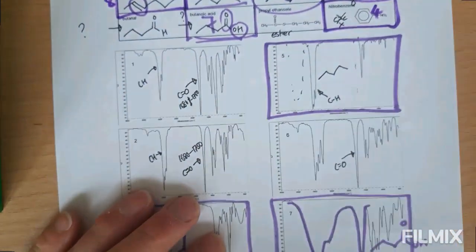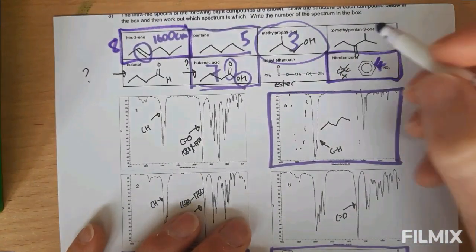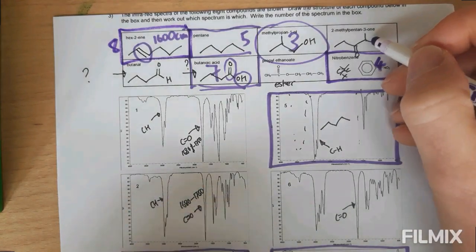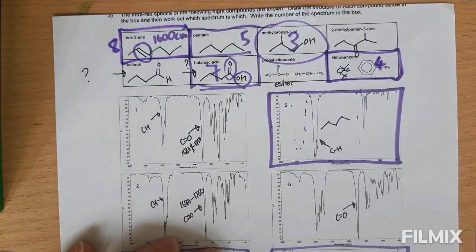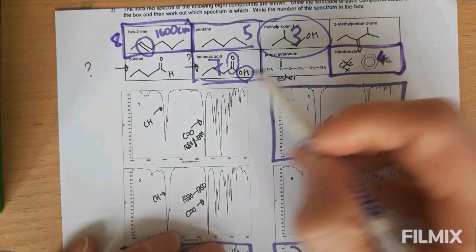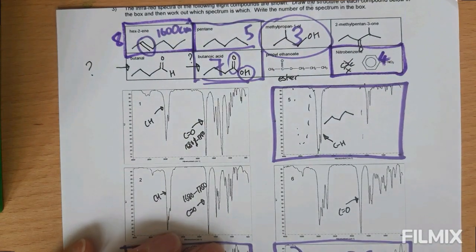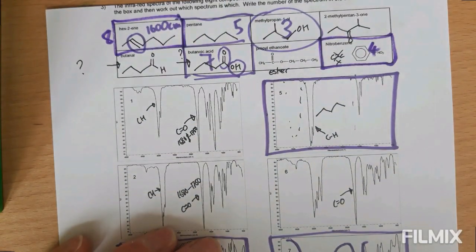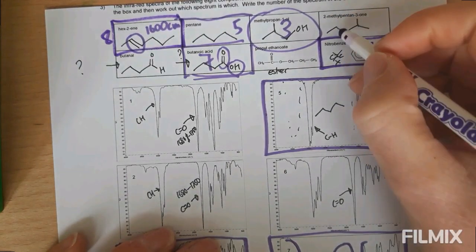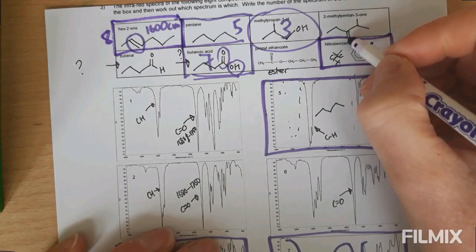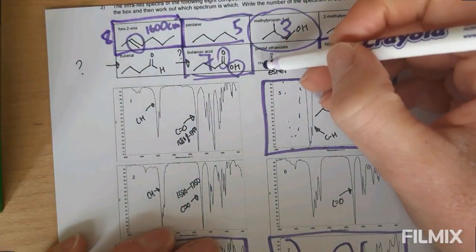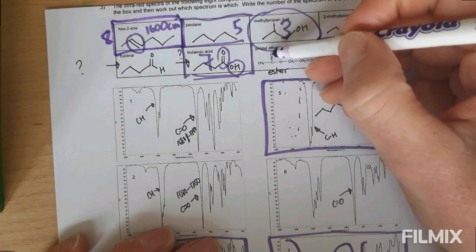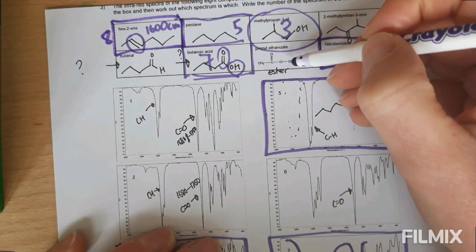That leaves us with 3 more molecules: 2-methylpentanthreone, butanal, and propylethanoate. Now, these molecules are all very different, but an infrared spectrometer does not see them as being particularly different. This one is made up of CH bonds and C double bond O's. This is made of CH bonds and C double bond O's. This is made of CH bonds, C double bond O's, and a couple of CO bonds.